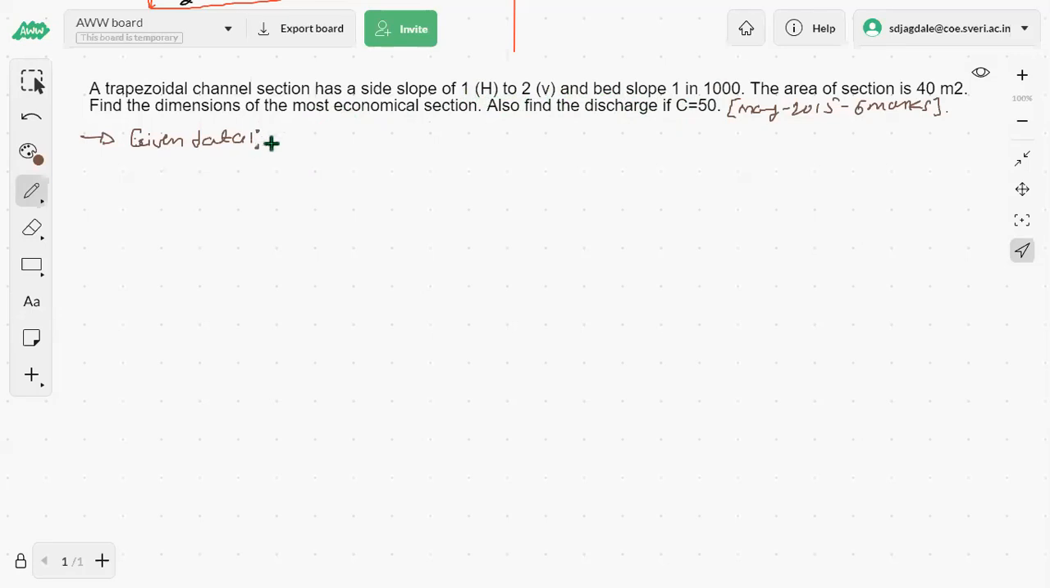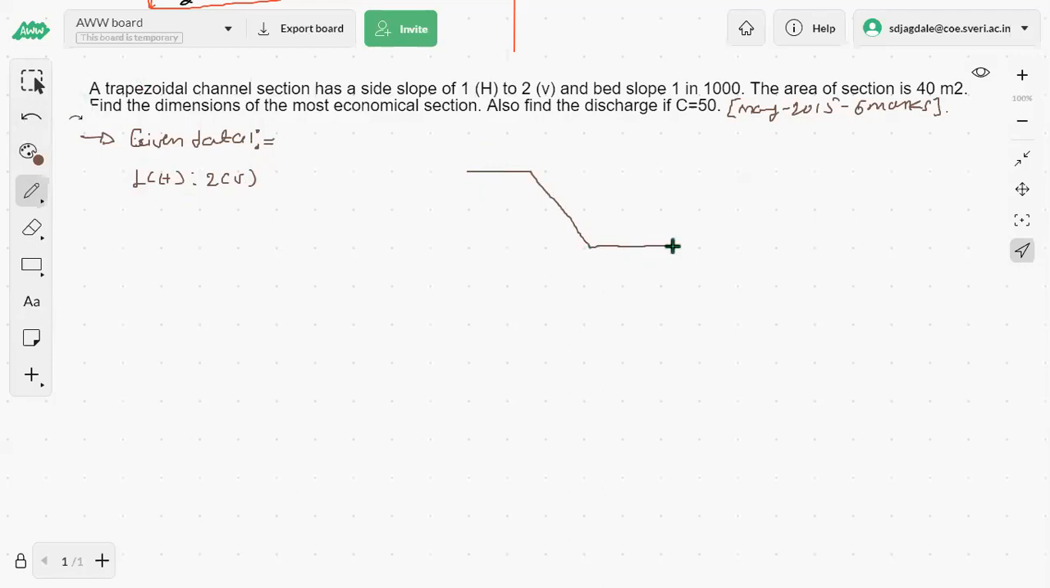So firstly, they had given us a side slope, that is 1 horizontal to 2 vertical. 1 horizontal to 2 vertical. So from this, we will require to calculate the Z. So for proceeding for the Z, just draw a trapezoidal section so that you will get an idea of what they had given us and what we want to go for. A rough sketch we have to go for.